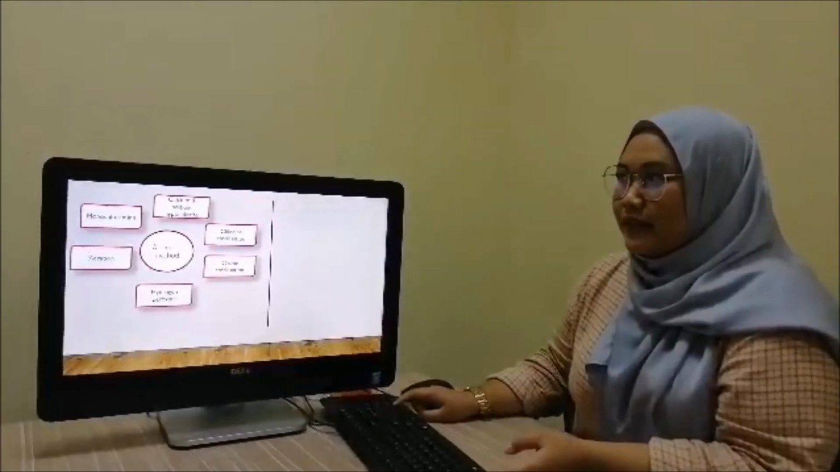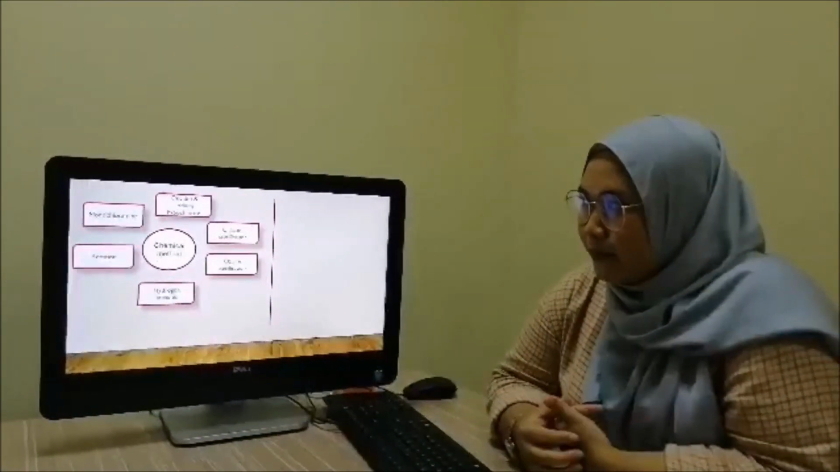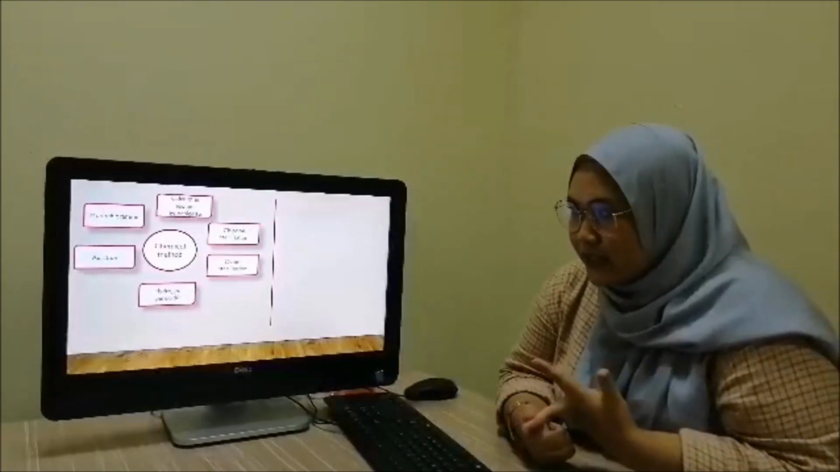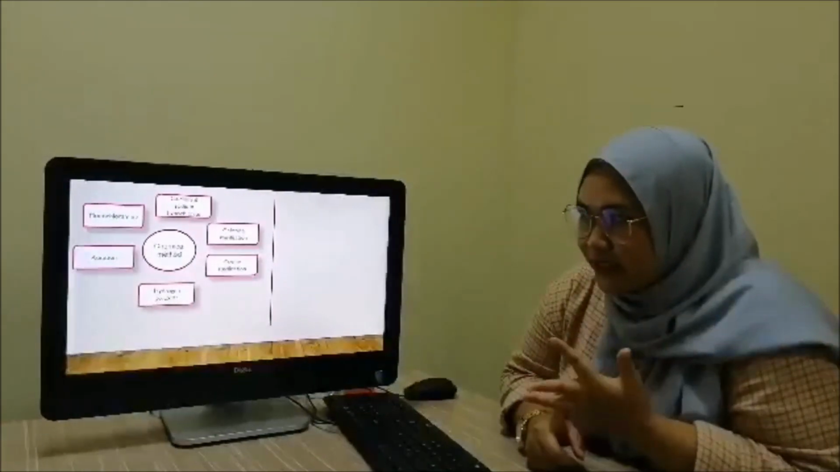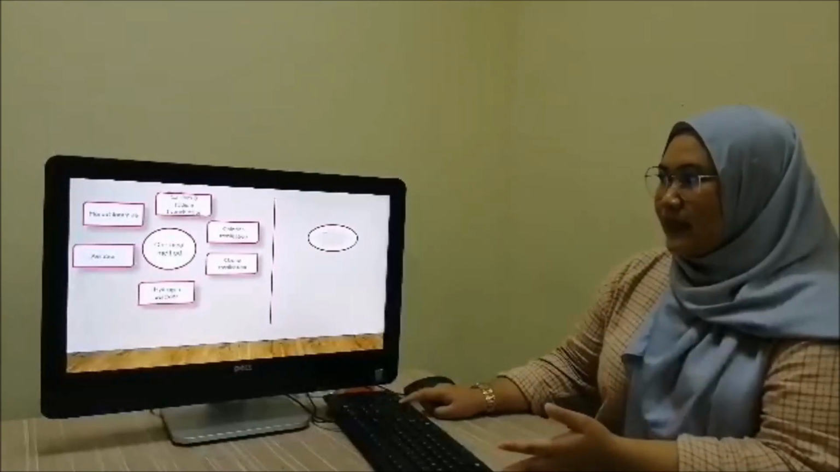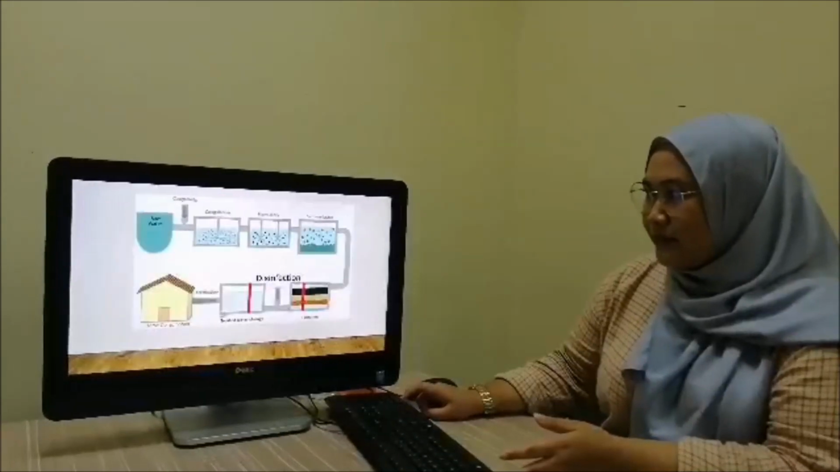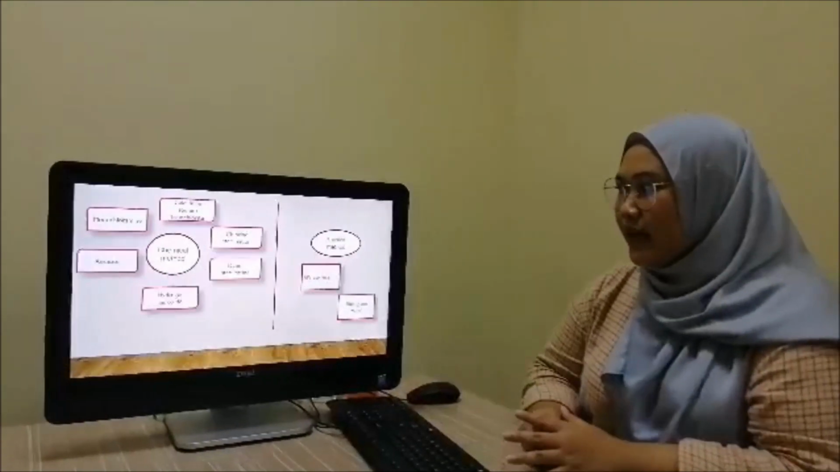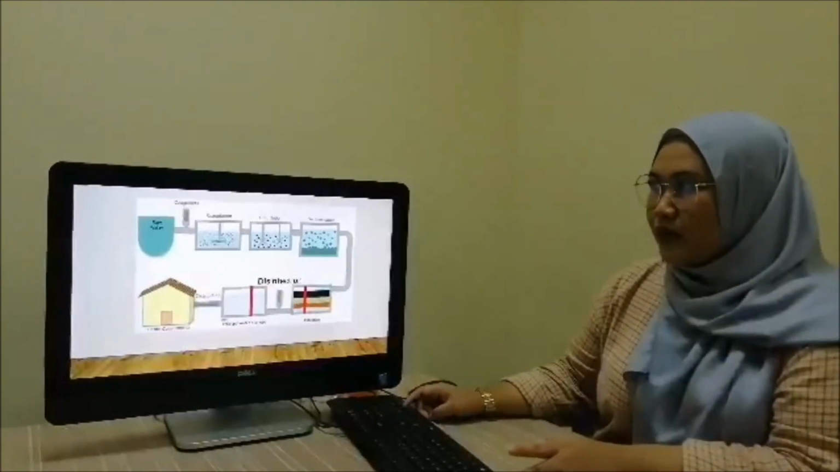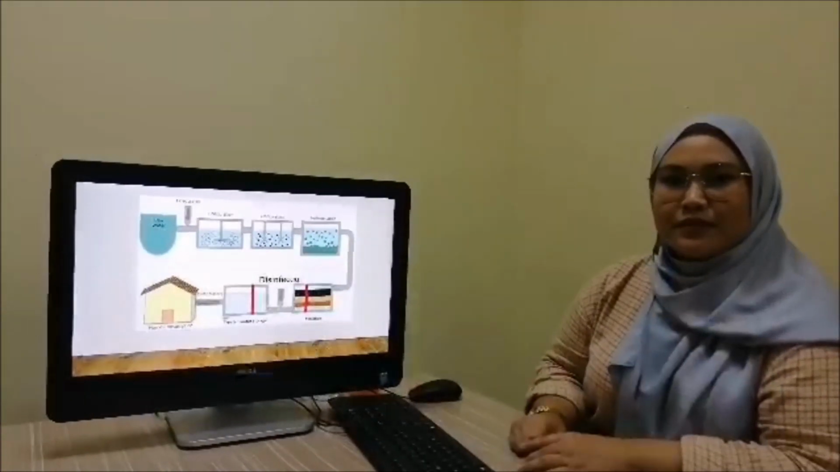Chemical method. There are 6 points: calcium and sodium hypochlorite, chlorination, ozonation, hydrogen peroxide, aeration, monochloramine. Then the physical method. The physical method has 2 points: UV radiation and boiling the water. This one is the process of radiation.